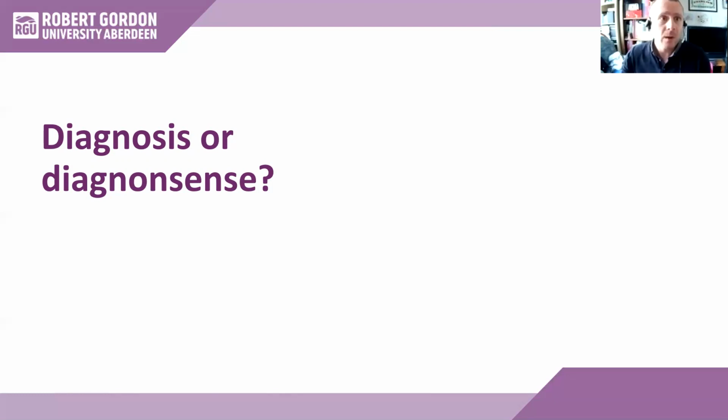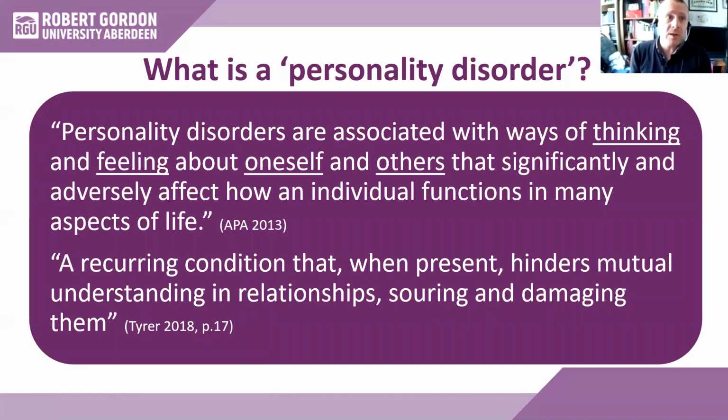Okay. So just some quick definitions. Personality disorder is associated with ways of thinking and feeling about oneself and others that significantly and adversely affect how an individual functions in many aspects of life. So already you can see that echo from what we're talking about with mentalizing. It's a relational issue a lot of the time. Difficulties understanding yourself, difficulties understanding other people, and a recurring condition that when present hinders mutual understanding. So difficulties understanding yourself and understanding others will have an impact on relationships.